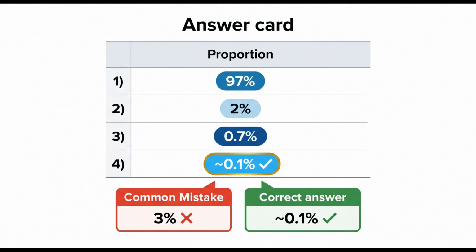Look at the red call-out box on screen. The common mistake is writing 3%. That is the total freshwater figure, but most of that 3% is frozen. The question asks for accessible surface freshwater. The answer is 0.1% or less than 1%. These 2 figures refer to completely different things. Make sure you read the question carefully. Excellent. Let's move to Chapter 2.